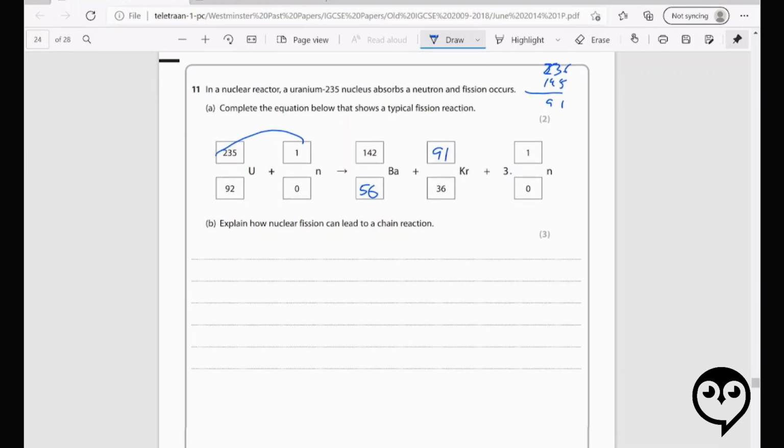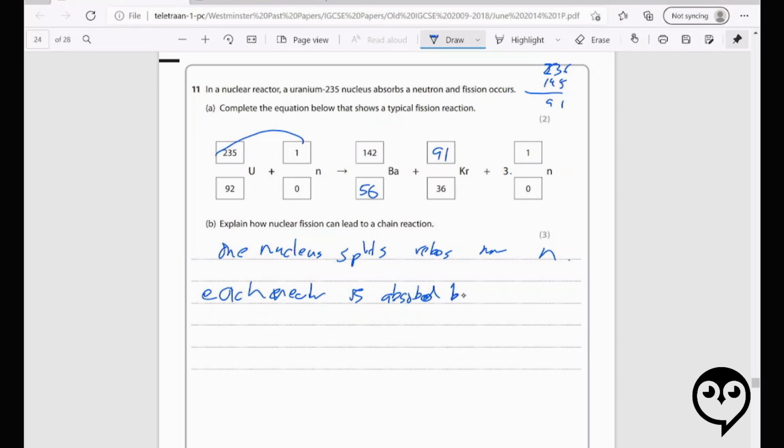Explain how nuclear fission can lead to a chain reaction. Okay, so now here's the chain reaction question. We can just say, one nucleus, don't say atom, one nucleus splits, releases more neutrons. And this is the thing we need to say, just like before. Let's say each neutron is absorbed by another uranium nucleus, and that causes further fission, another split, and then each step releases more and more neutrons, something to that effect.